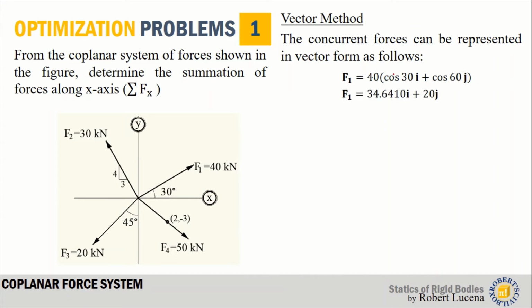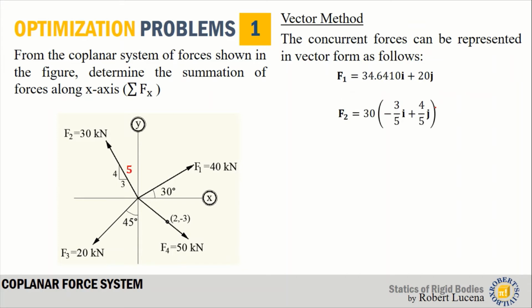This is because the direction cosine about x is the coefficient of i, and the direction cosine about y is the coefficient of j. Now F1 is 34.64i plus 20j. As you can see, this is simply the x component of F1, and this is the y component of F1. So this is the vector form. Vector form is simply representing its components. That's the difference from the scalar method.